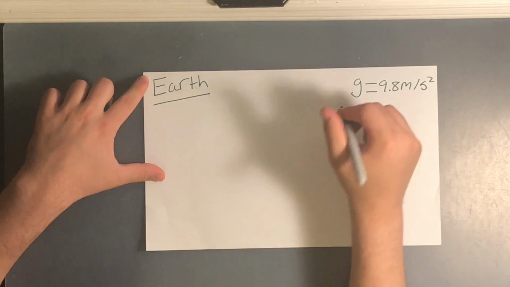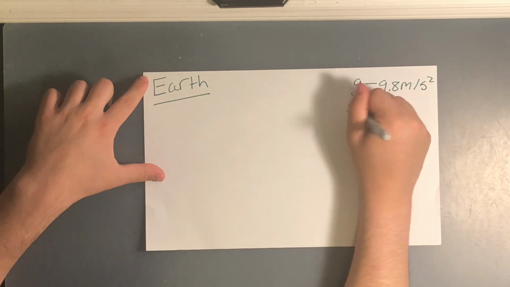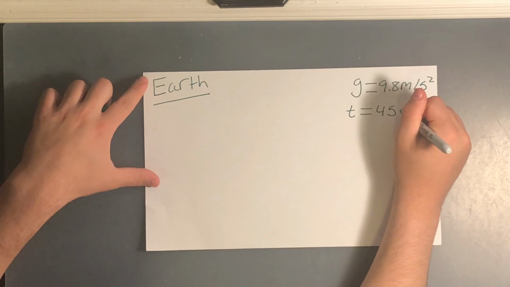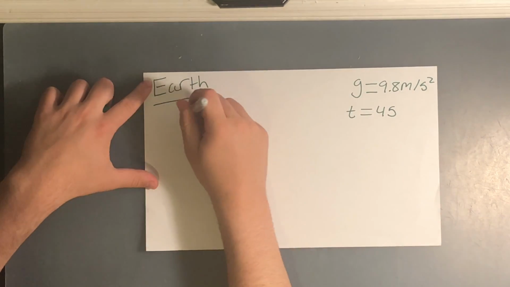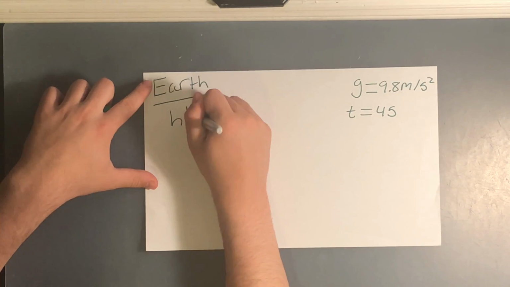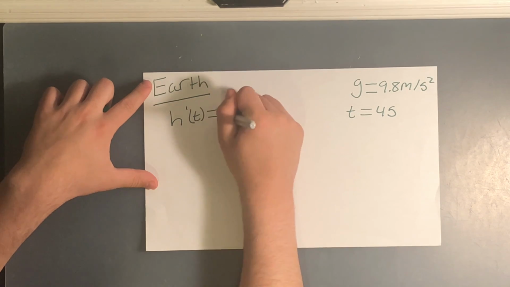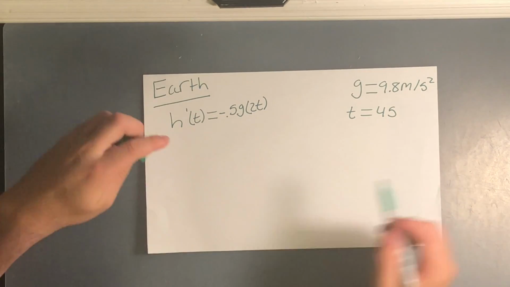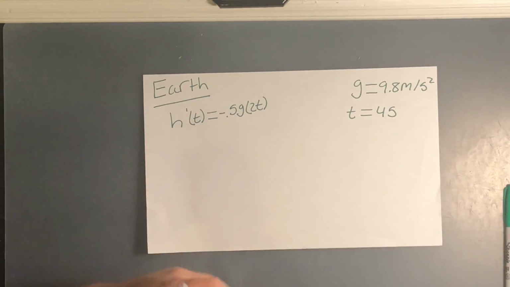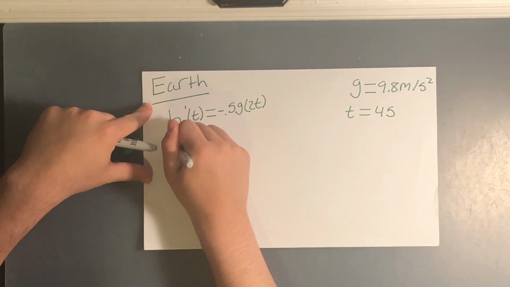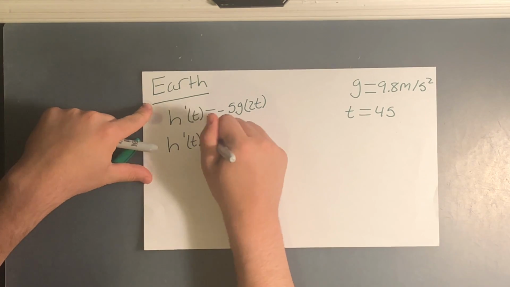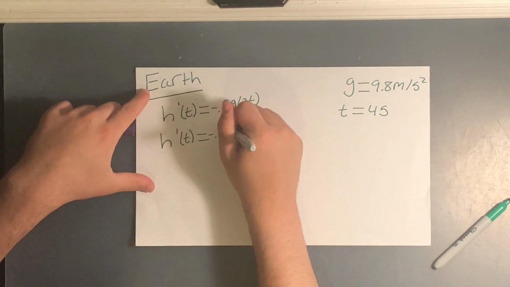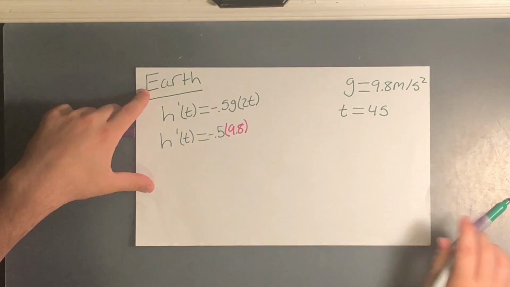So we know that the Earth's acceleration due to gravity is 9.8 meters per second squared, and we want the instantaneous rate of change at 4 seconds. So t equals 4 seconds. So first, let's write down the derivative equation that we found 2 steps ago, which is negative 0.5g times 2t. Now let's plug in what we know. So we know our g, we know our t. Let's plug it in, and we just solve.